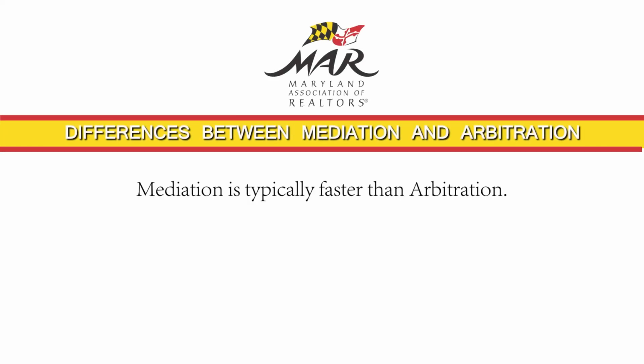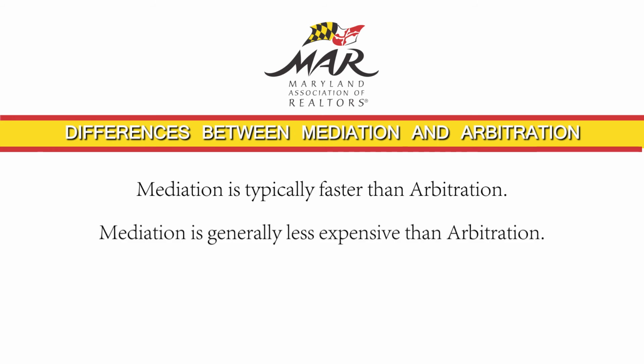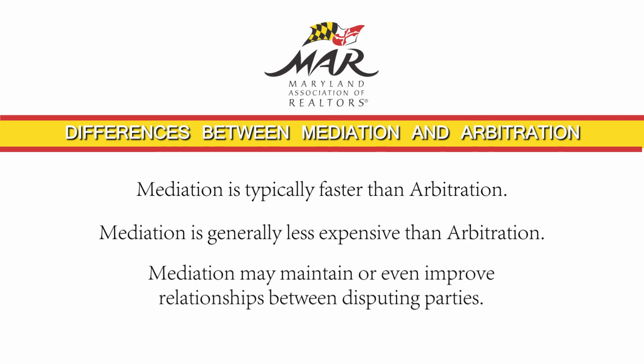So, what are some of the differences between arbitration and mediation? For one, mediation is typically faster than arbitration. As a general rule, mediation only takes about 30 to 60 days from beginning to end. Next, mediation is generally less expensive than arbitration. Finally, mediation may maintain or even improve relationships between the disputing parties. This way, the parties are able to talk and work out a mutually acceptable solution, while arbitration may diminish the relationship between the parties because only one of them walks away a winner.